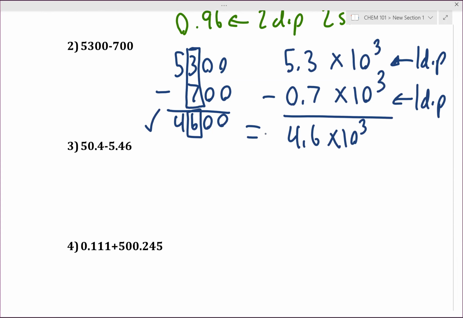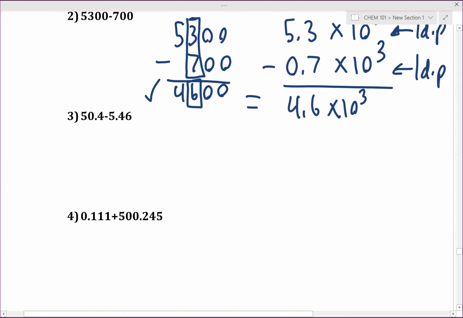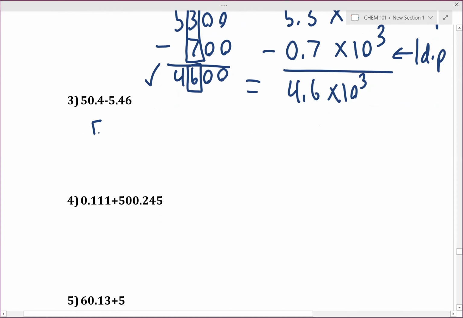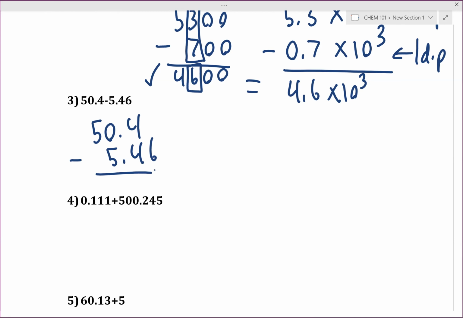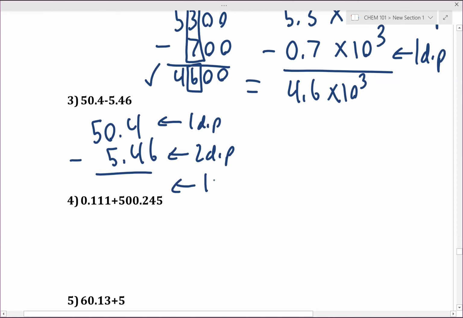Okay, let's keep going through these examples. And I'd like some class input on this. So 50.4 minus 5.46. So my question to all of you is, how many decimal places should my final answer have? 1. This top input has 1 decimal place. This bottom input has 2 decimal places. The least number of decimal places is 1 decimal place. So our answer should have 1 decimal place.